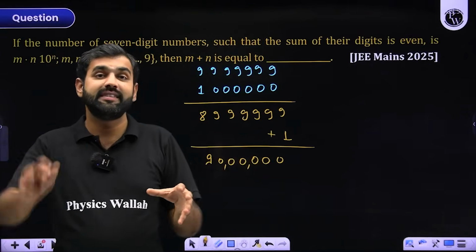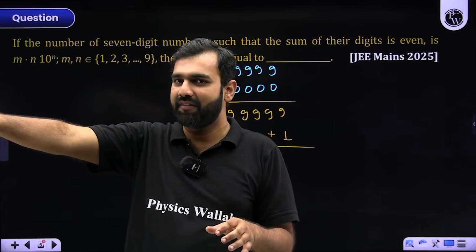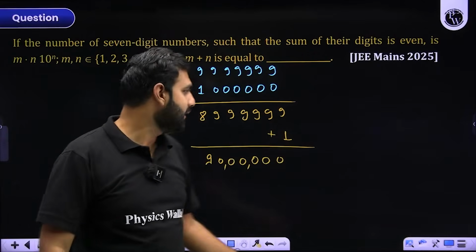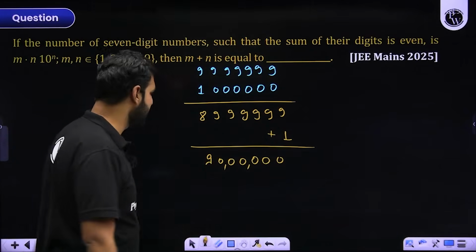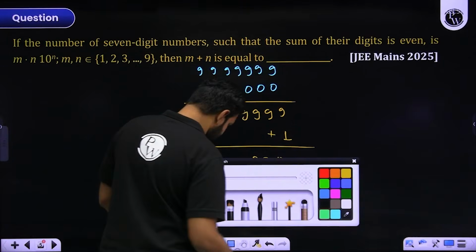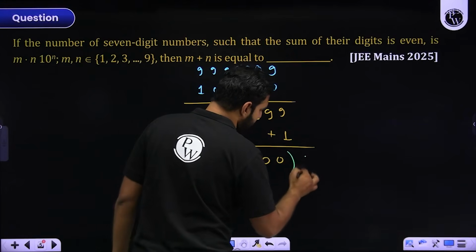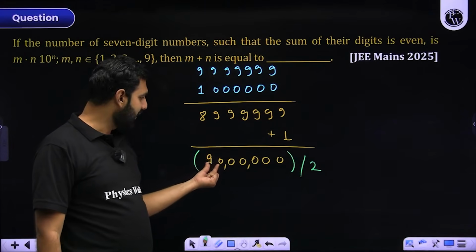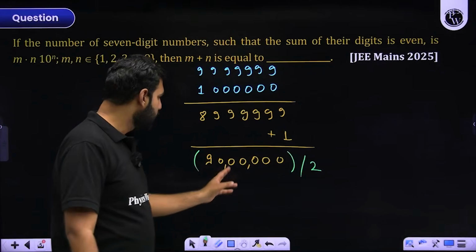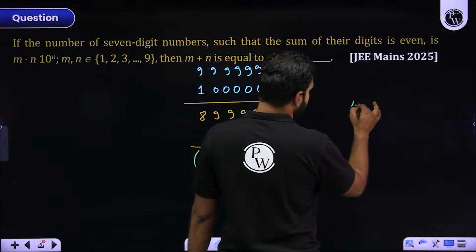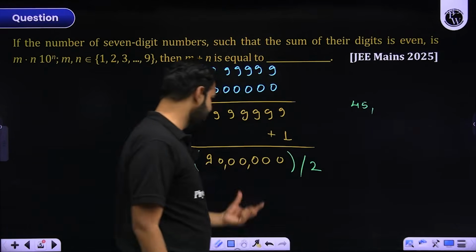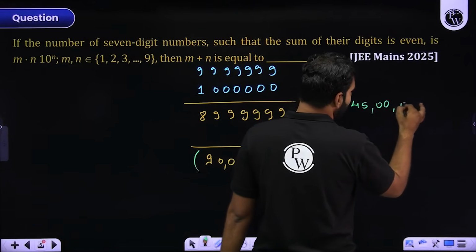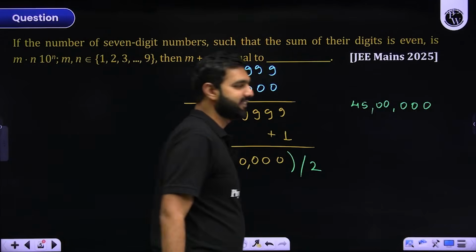But out of this, half of them will give me the sum of the digits as even, and the other half will give me the sum of the digits as odd. So I need to take half of it. I hope you're understanding now. If I am taking the half of it, what will it give me? I hope I need not tell you. Half of 90 is 45. The other zeros will remain the same. So 45 is followed by how many zeros? 5 zeros. Did you get that part? So 45 is followed by 5 zeros. I hope everyone is comfortably understanding this.